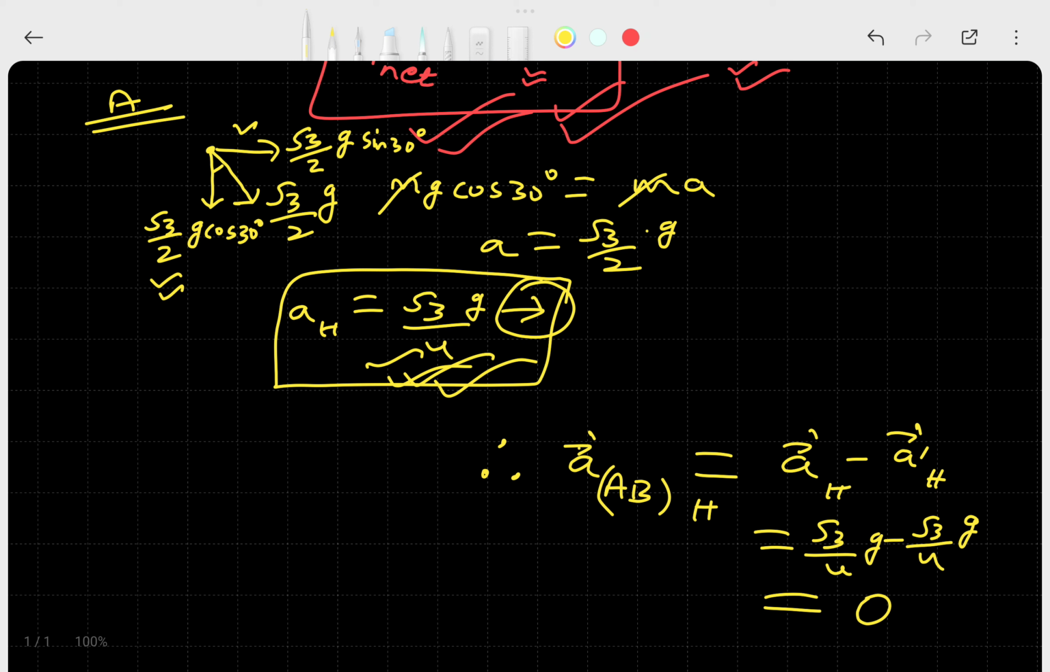And in the horizontal direction, if you see the options, there was no 0 value in the horizontal direction. In the first option it was 4.9 meter per second square in the horizontal direction, but we have obtained 0. So this is the complete answer for the question from day before yesterday. So I think the doubt is clarified. Whoever had a doubt, I think it is clarified with the help of this video.